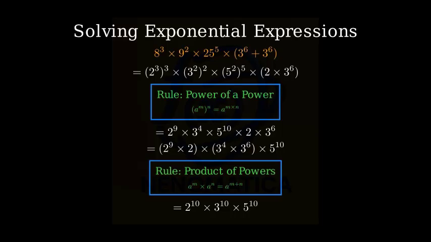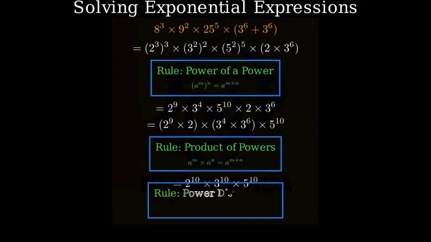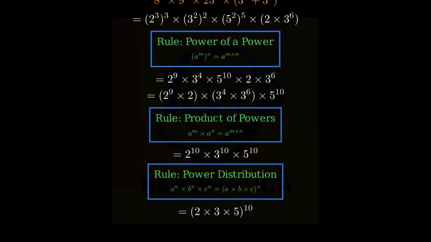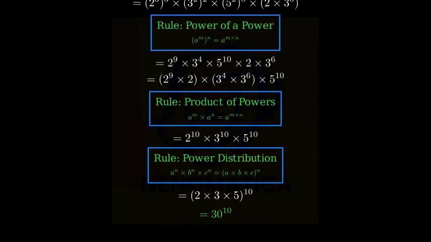Now, we can use another property of exponents to rewrite this as the product 2 times 3 times 5, all raised to the 10th power. Finally, we calculate 2 times 3 times 5, which is 30, raised to the 10th power. So our answer is 30 to the power of 10.